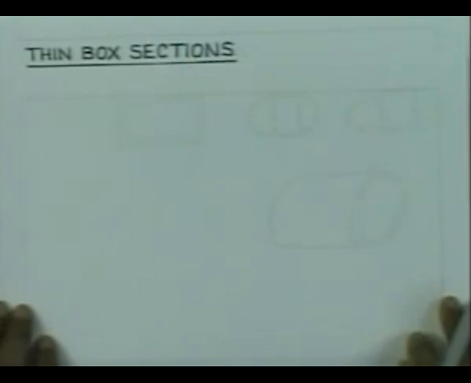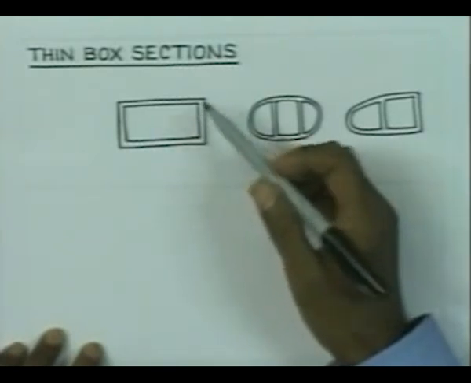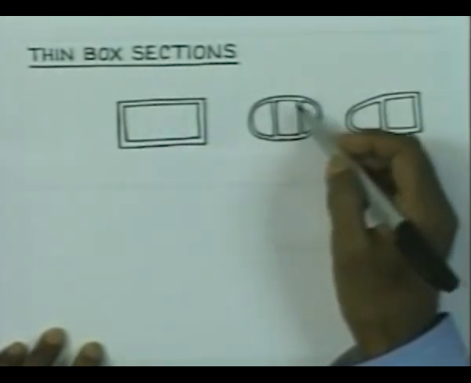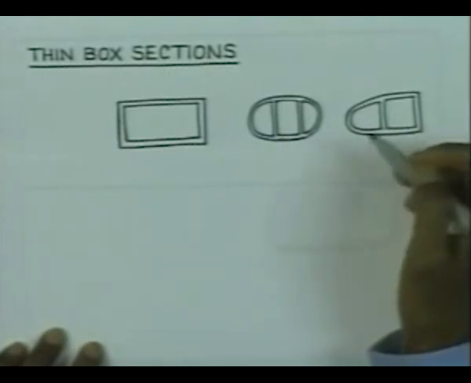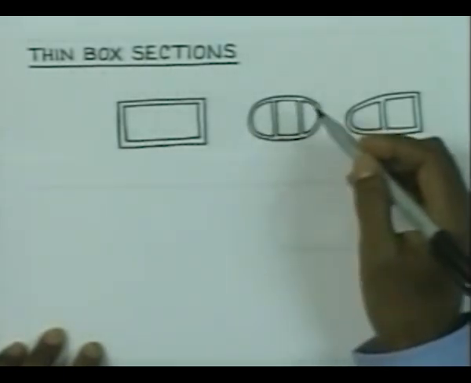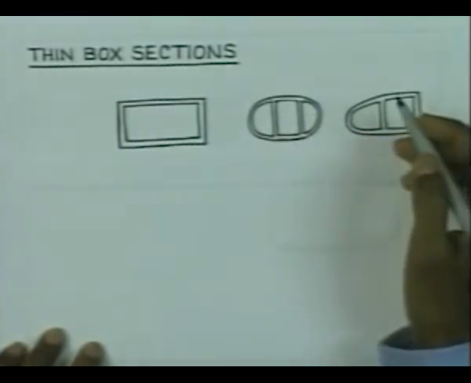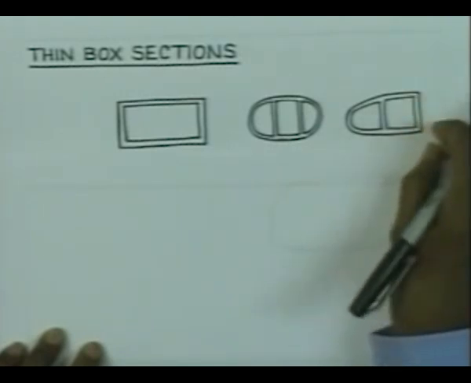There are many applications wherein you find that thin box sections are utilized. They may look like this. You can have rectangular box sections like this with thin walls, they need not be uniform, or you could have a section like this compartmented or a section like this compartmented. If you look into this section, it looks very similar to that of an aircraft wing, and this could be another section of the aircraft wing.